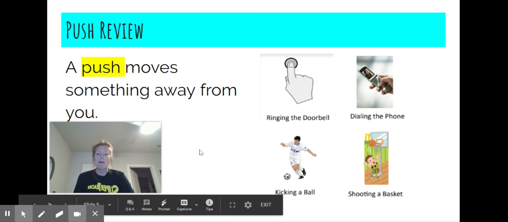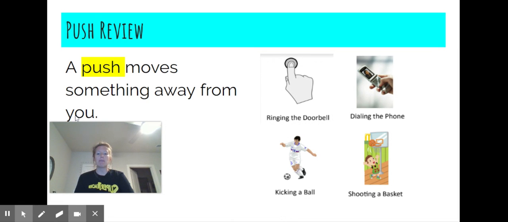So remember, a push moves something away from you. I love seeing your guys' examples of the things that you pushed around your house. Here's a couple more examples. The first example is ringing a doorbell because when you ring the doorbell, you are pushing on the button. And same with dialing a phone. When you're dialing the phone, you are pushing on the buttons to call somebody.